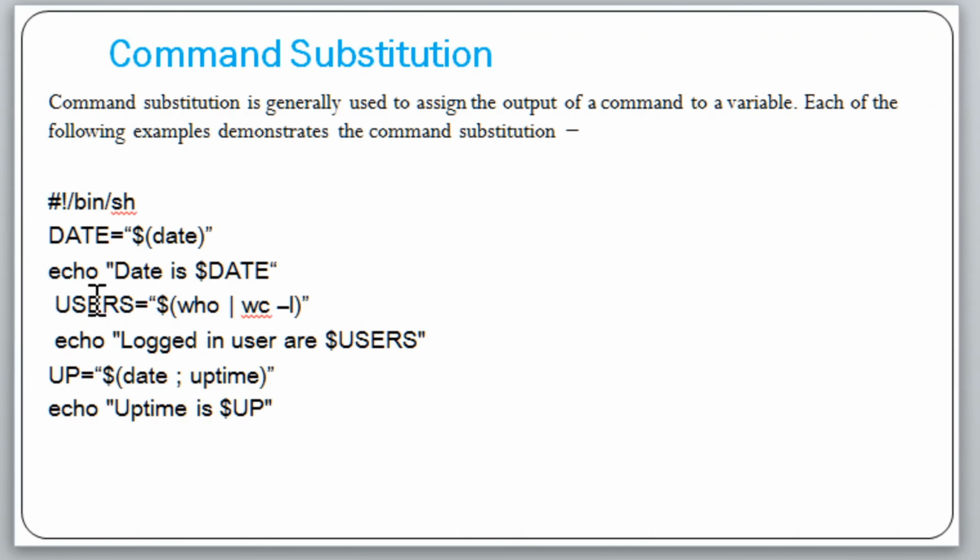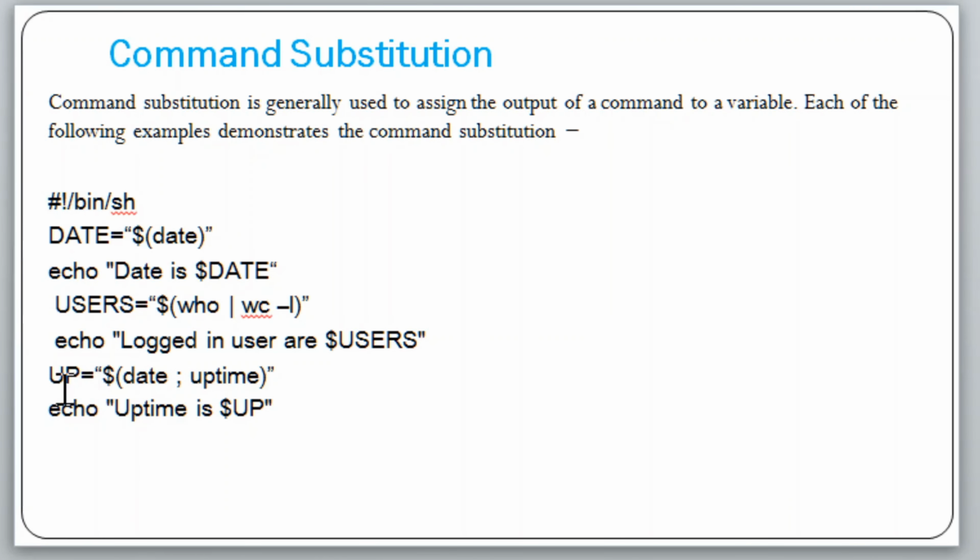Same with users. So in here we're going to set the users variable equal to the command, so you see the $ sign here to designate it's a variable. Command who, pipe, and then the word count of who. And then finally we have echo logged in users are and the variable of users. And it's going to give you the output of this.